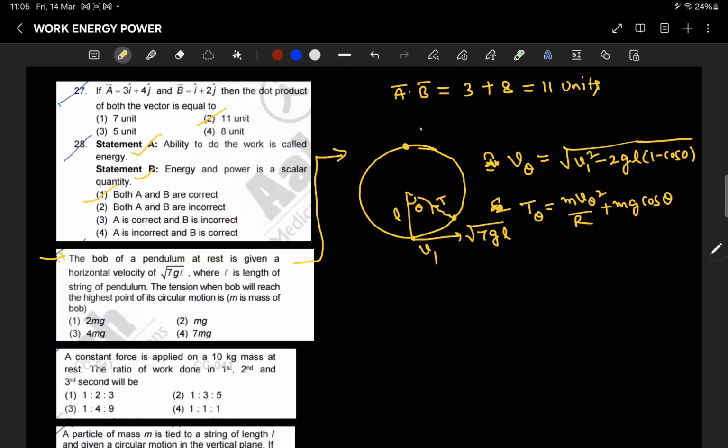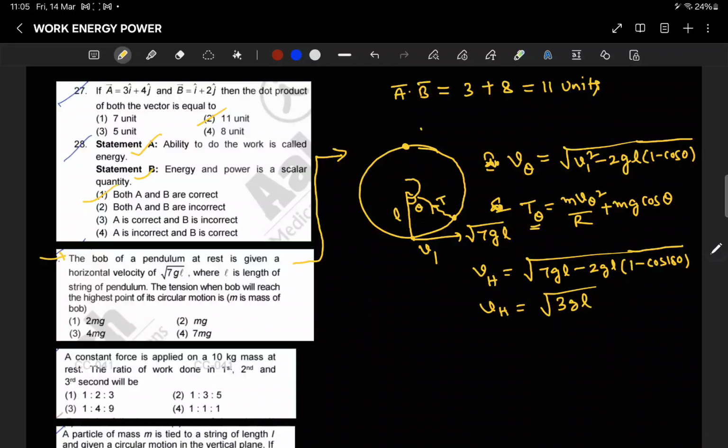Now here, velocity at 180 degrees, the highest point. Velocity at highest point vh equals under root of v1 square, here v1 square is 7gl, minus 2gl into 1 minus cos 180. Highest point angle is 180 degrees, so cos 180 value is minus 1. So velocity at highest point is root of 7gl minus 2gl into 2, which is 4gl. That means under root of 3gl is the velocity at the highest point.